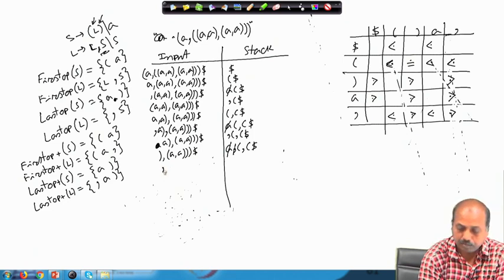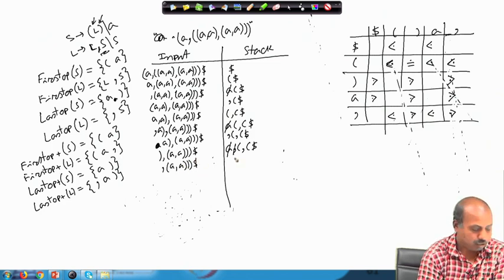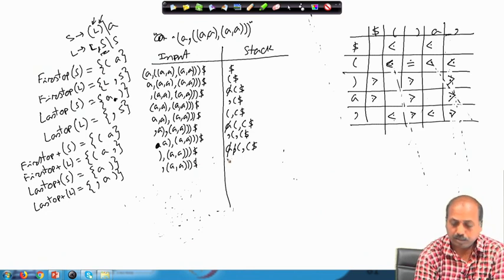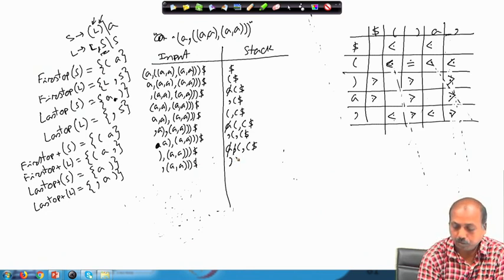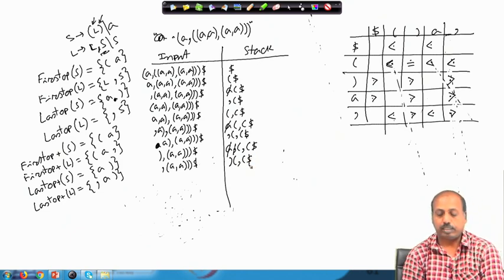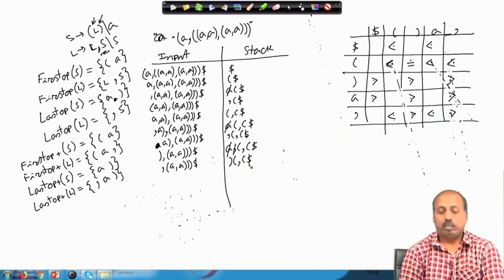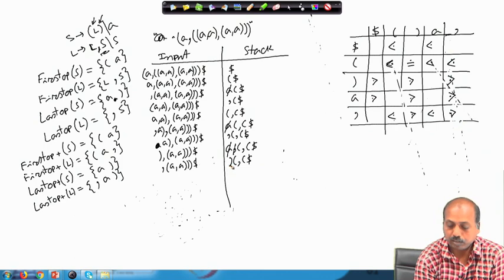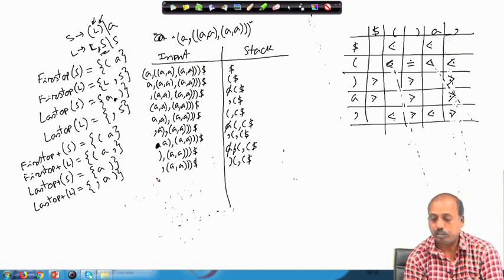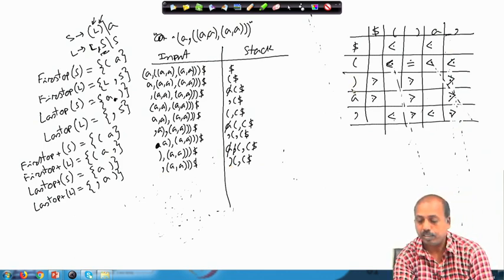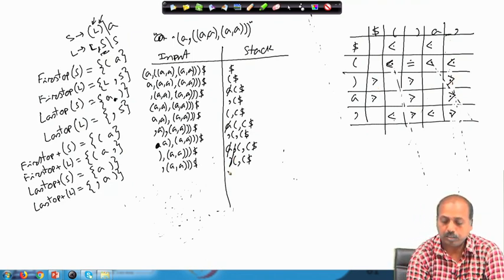So, this becomes comma A, then this dollar. Now, I have got this open close parenthesis, open parenthesis, comma, open parenthesis, dollar onto the stack. Now, the top of the stack contains close parenthesis and the next input symbol is comma. So, close parenthesis, comma, higher precedence. So, this is popped out.